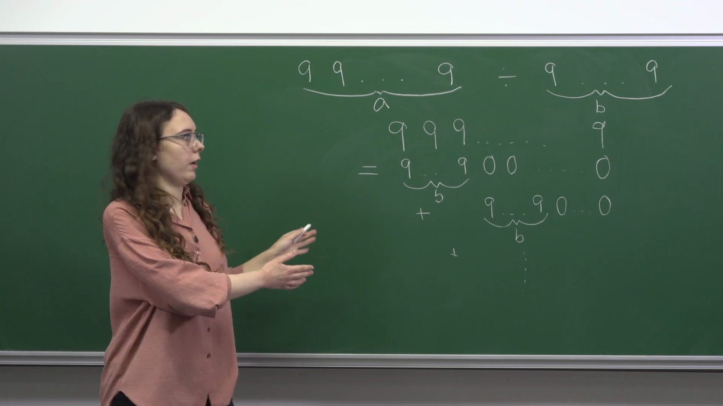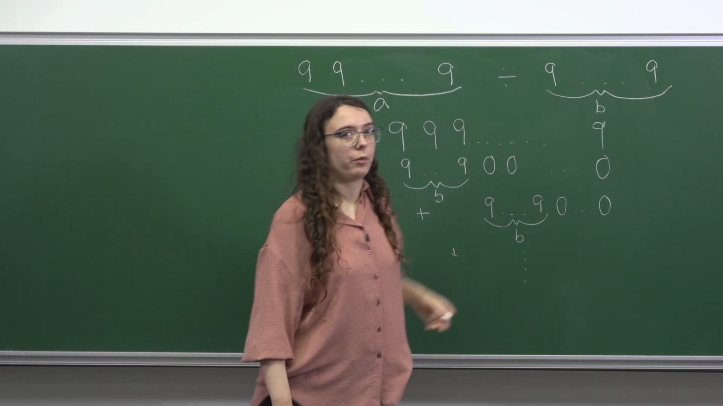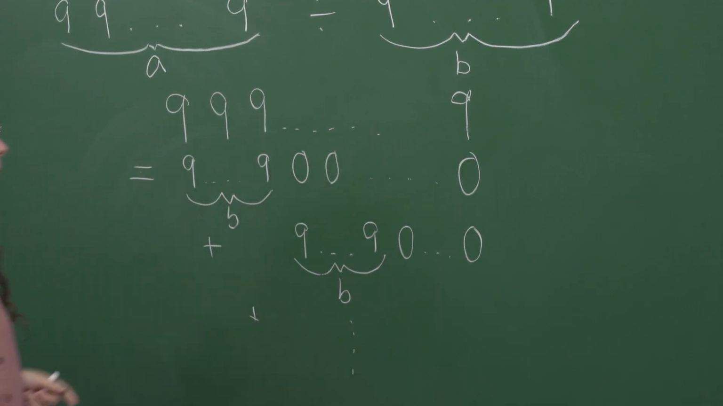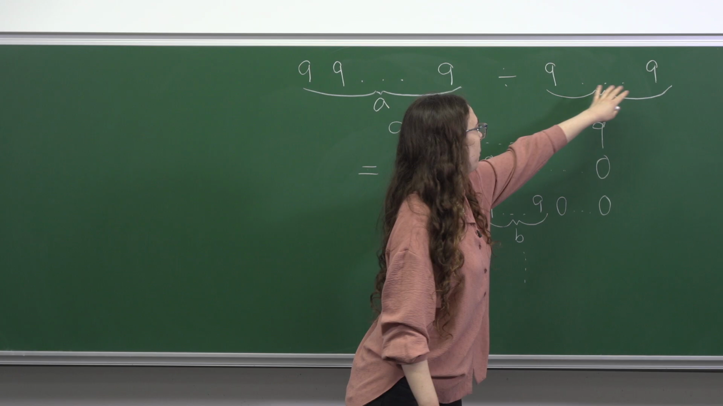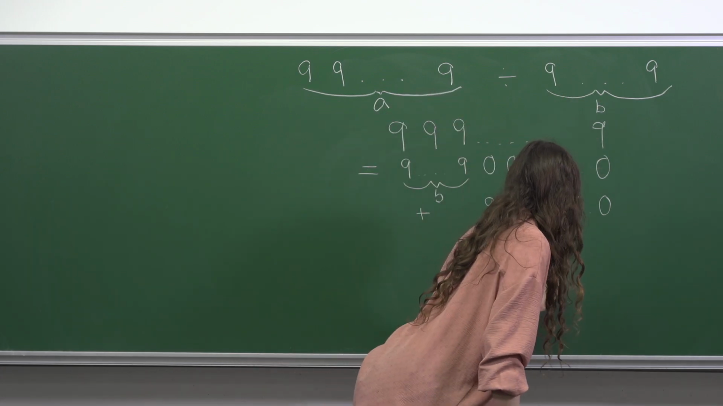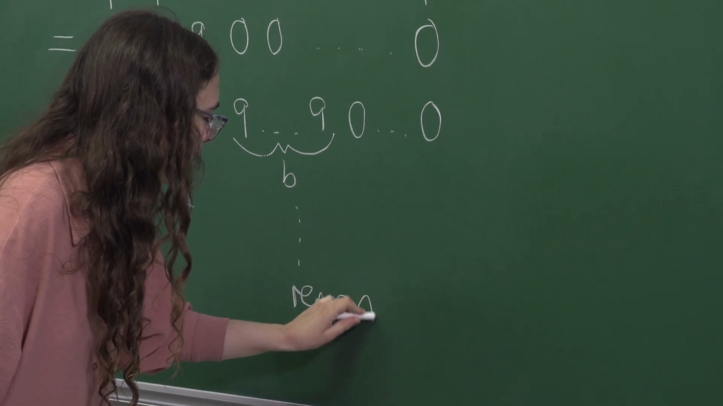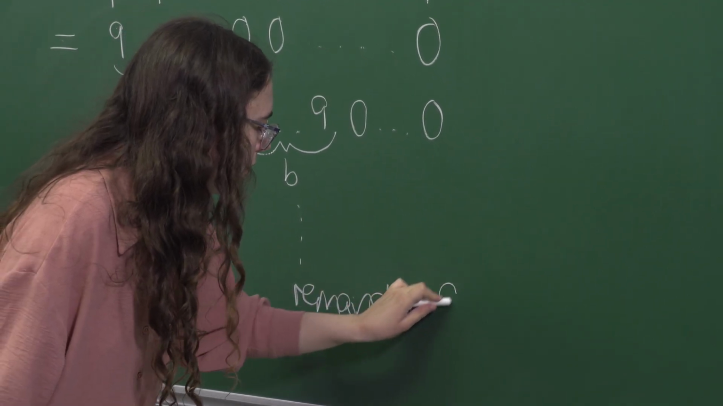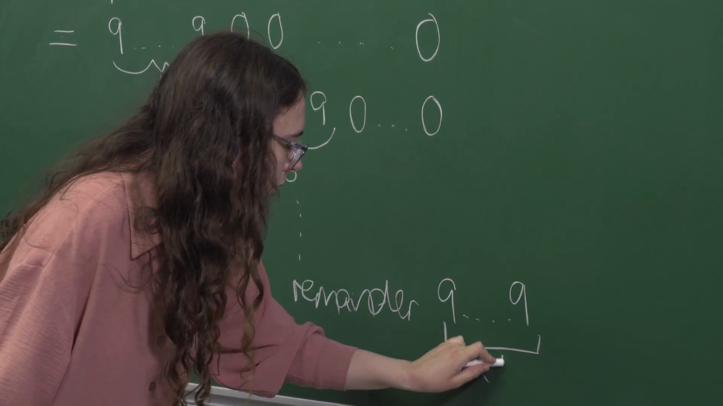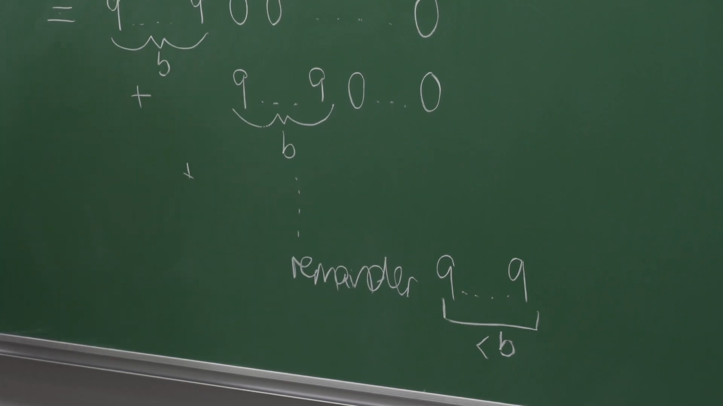So we can keep doing this until we end up in a position where we can't take off any more multiples of this. So this is going to give us that this number here is some big multiple of this number plus some number at the end, consisting of fewer than b digit 9s.